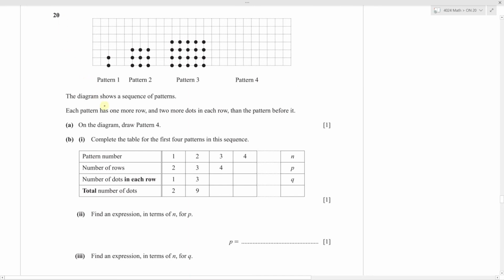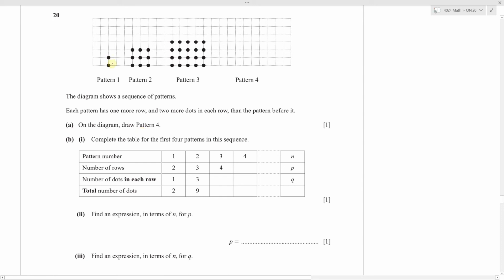Question number 20: the diagram shows a sequence of patterns, pattern 1, 2, 3, and 4. Each pattern has one more row and two more dots in each row than the pattern before it. So you have two rows here, you have three rows here, and then you have four rows here. And then you add two dots to each row. So you have one dot, then you have three, then you have five. On the diagram, draw pattern 4.